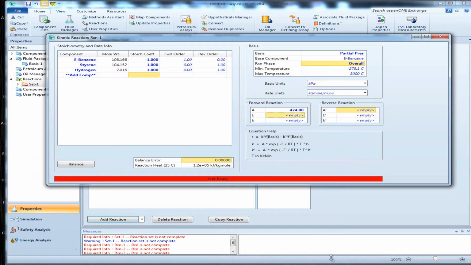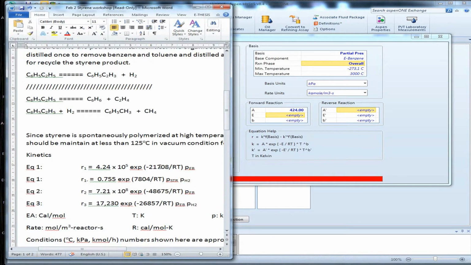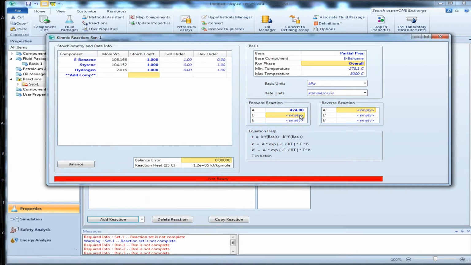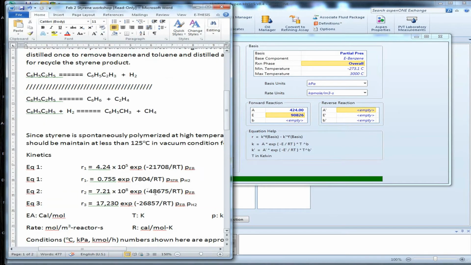Alright, and then the number is 21708. Change that to calorie per mole, and the software will convert to what the default unit is, which is kilojoule per kilomole. Okay, let's go to the backward reaction.